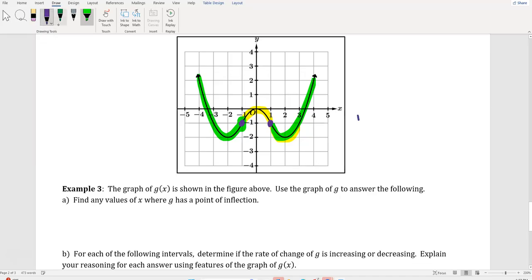That means your points of inflection are at x equals -1 and x equals +1. Sometimes they're a little hard to tell from the graph. Just go with the closest whole number where you think that happens. Okay.